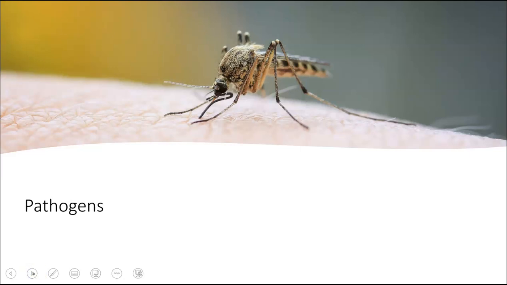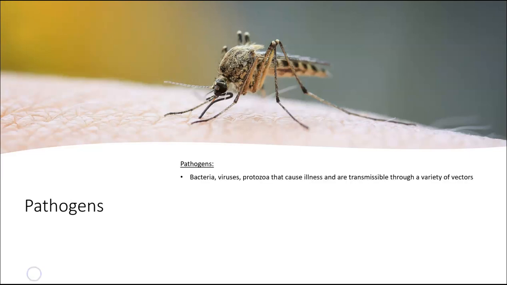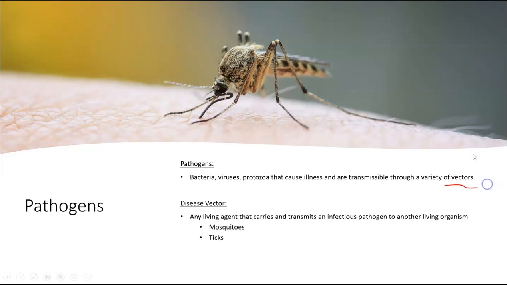All right, so let's do a little terminology definition. A pathogen is referring to bacteria, viruses, or protozoans that cause illness and are transmissible through what are called a variety of vectors. And so the term vector in respect to diseases is any living agent that carries and transmits an infectious pathogen to another living organism.